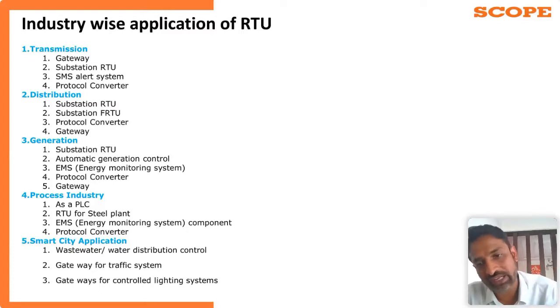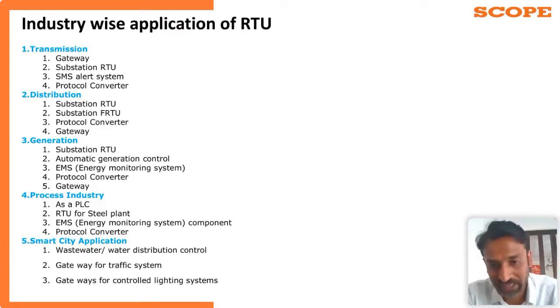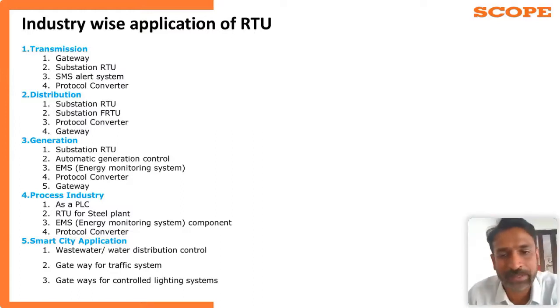You can make that hierarchy inside the RTU also, so that when major things happen, like the substation busbar system failing, it goes to CE level and above, even director level. So the director will get only those. This hierarchy system can be made within the RTU for the SMS alert system. We have implemented these things in the Power Grid 400 kV system.